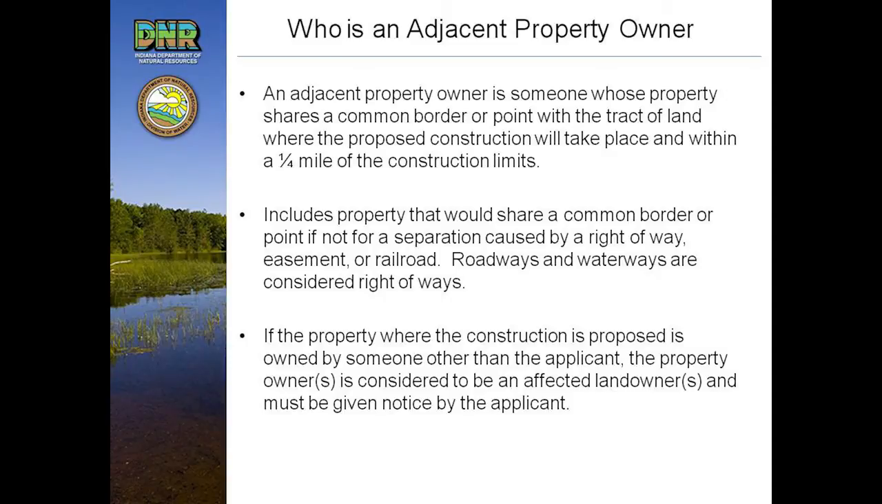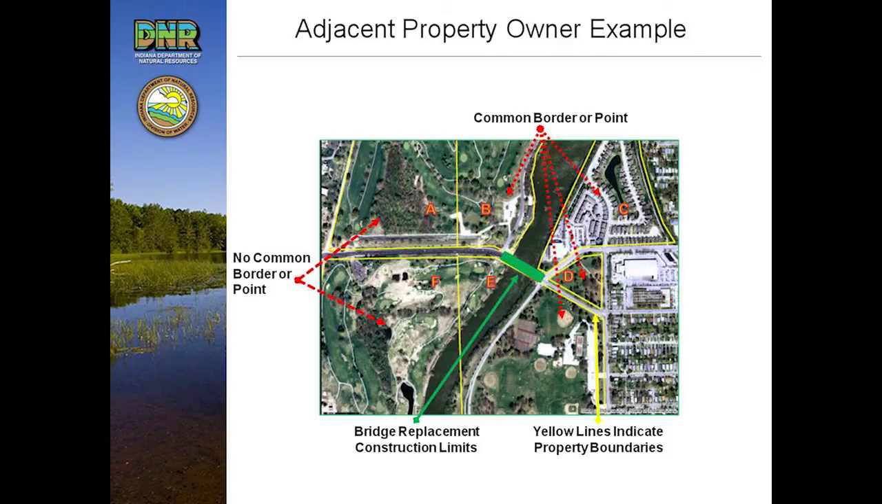In this example, a bridge is being replaced within a county highway easement. The yellow lines indicate property boundaries. The map shows that adjacent landowners B, C, D, and E share a common border or point with the construction limits of the bridge replacement and need to be notified. Landowners A and F do not share a common border or point with the construction limits of the bridge replacement and do not need to be notified.